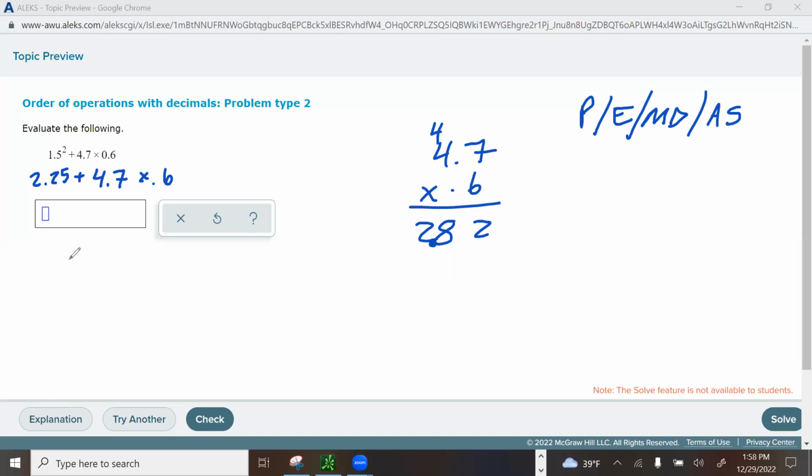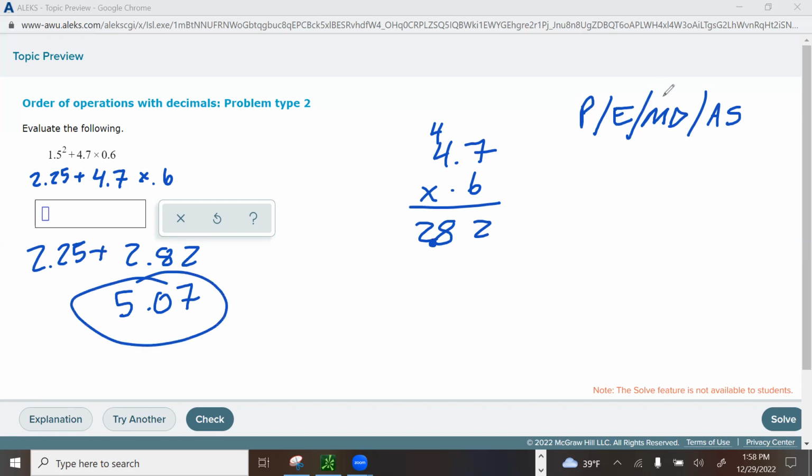All right, so we get 2.25 plus, and then the 4.7 times 0.6 turned out to be 2.82. And now we just add them together, and we get that, and everything's cool. And there's no units or anything, there's no story, so we don't need to put meters or miles per hour or anything. But that would be our final answer. So just follow the order of operations and let your conscience be your guide.